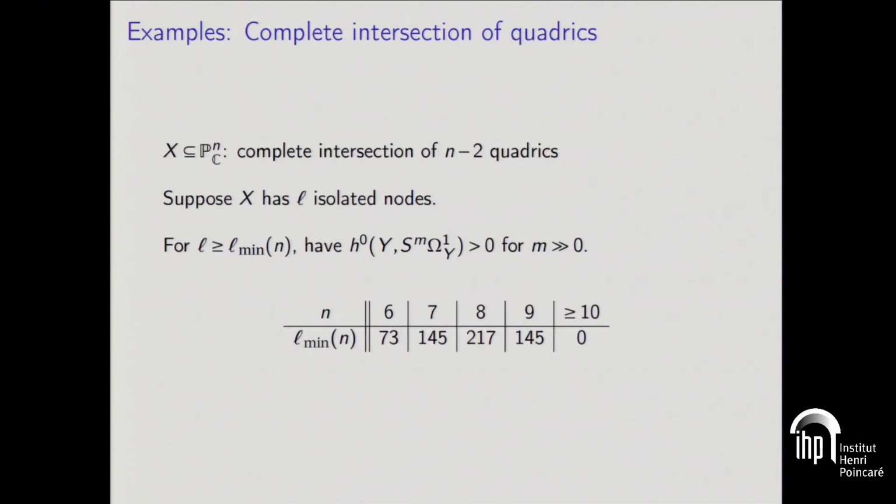And so finally, my time is almost up. Go back to the intersection, these complete intersections, and let's just say you have just all quadrics, okay? A complete intersection of n minus 2 quadrics, and suppose that you have a few nodes. What this table tells you is how many nodes you need to guarantee quasi-hyperbolicity, okay? And so you might want to apply that to some surfaces that we know, but you might get a little stuck.